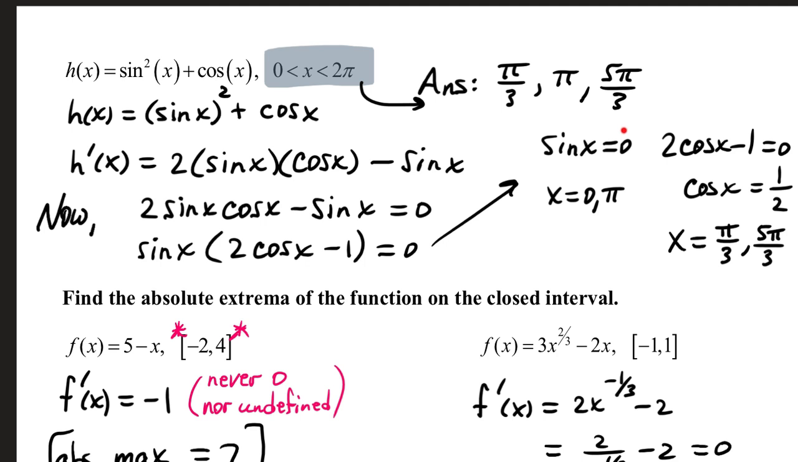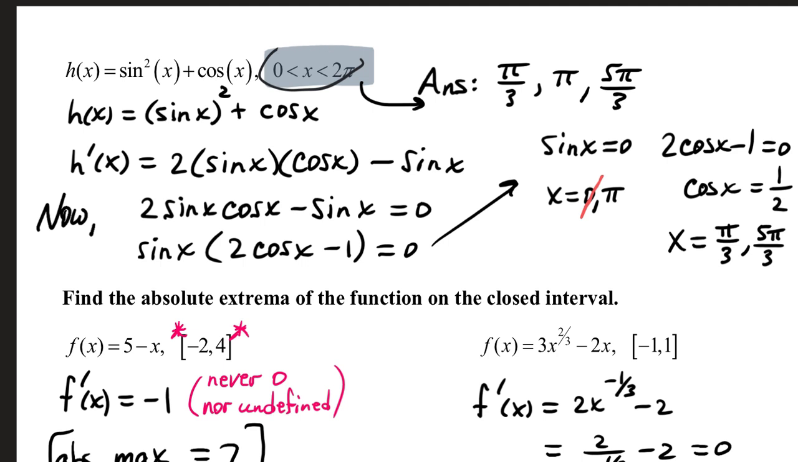Sine x is equal to 0 if x is either 0 or pi or 2 pi. 2 cosine x minus 1 is equal to 0 when cosine of x is equal to positive 1/2. From your unit circle, cosine is positive a half at pi over 3 and also at 5 pi over 3. Be careful to note our original domain: our x had to be greater than 0, so I actually have to toss this 0 out of the domain. It is a valid answer, it just doesn't fit the domain. Pi over 3, pi, and 5 pi over 3, those three angles do fit inside this domain.